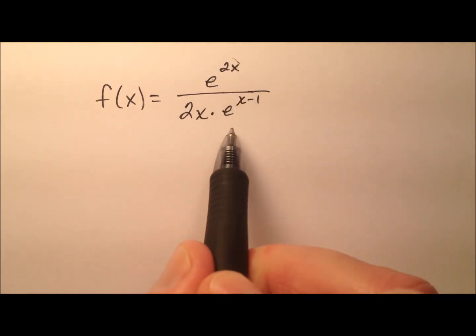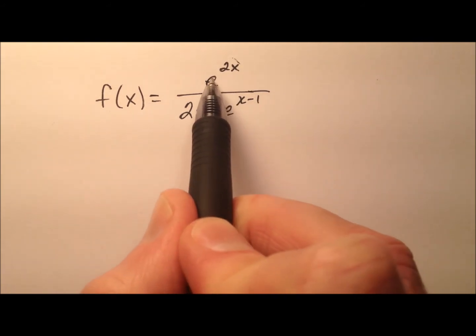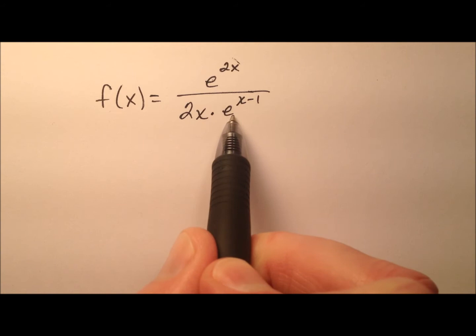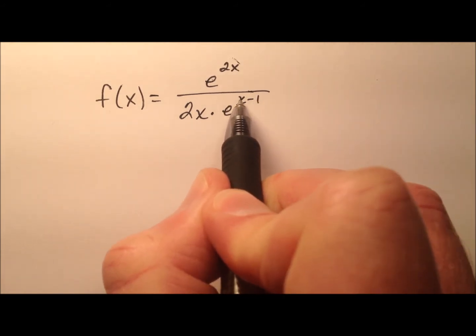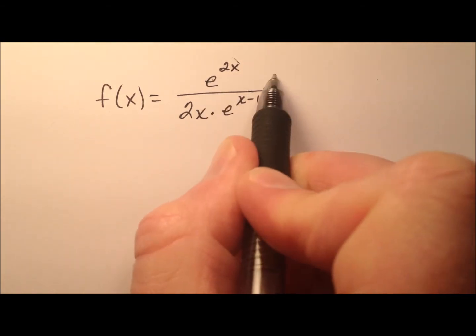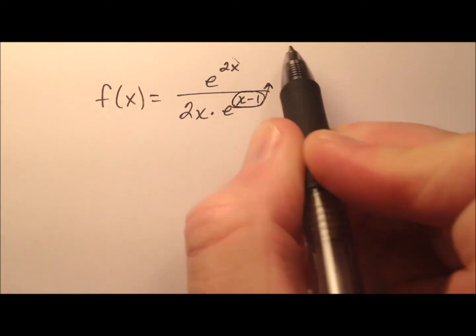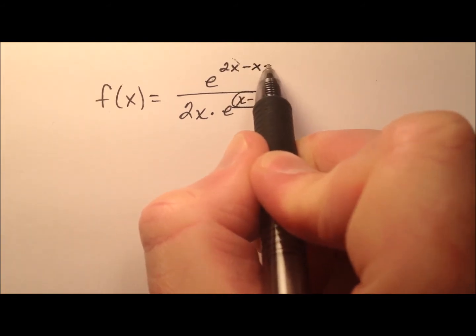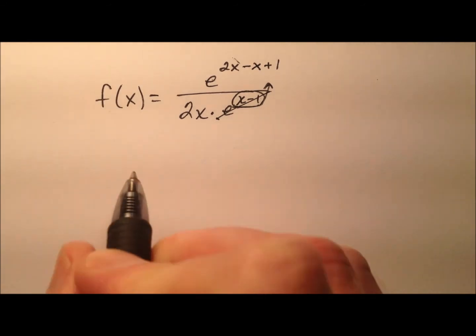I have e to the 2x in the numerator and e to the x minus 1 in the denominator. I know that when I'm dividing like bases, I can subtract the exponents. So I'm going to take this e to the x minus 1 and move it up to the numerator so that I can combine the exponents. And this x minus 1 will turn into negative x plus 1, and I can combine those exponents.